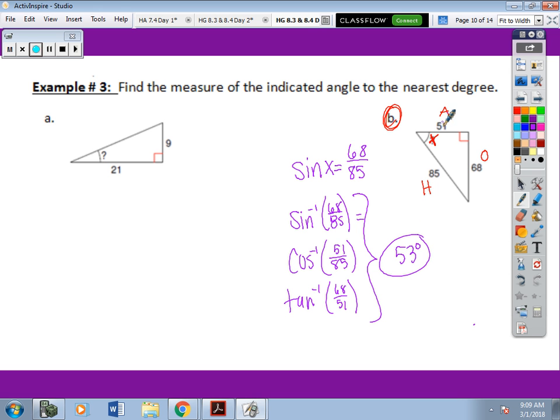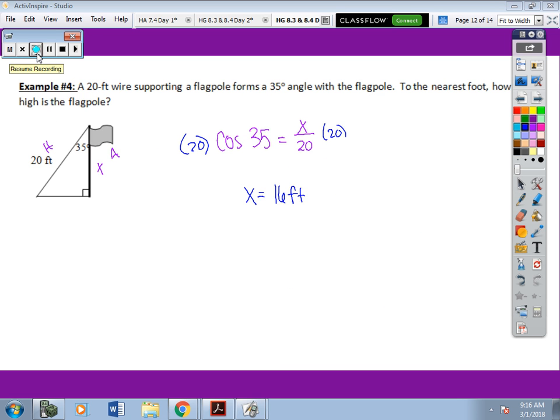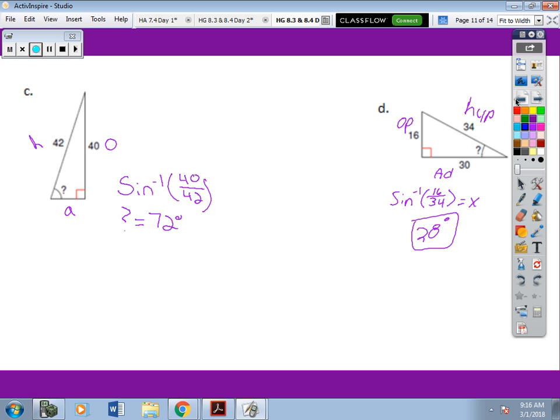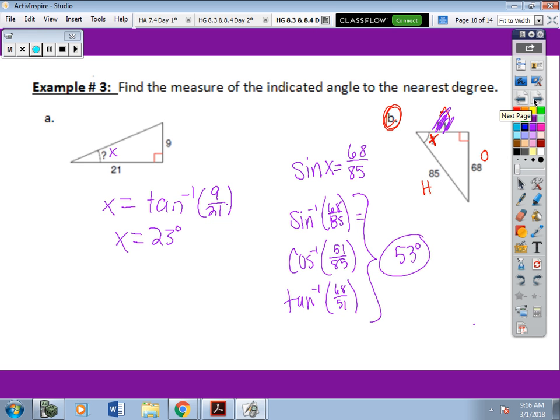So for those of you that struggle, you might just want to scribble out a side and then just use the 2. See if you guys can do A, C and D in this set. And then we'll get some of you to the board to put this on. So example 4, we'll go back, show our work. And so these are right, 28, 72, good. And 23, so those were all good.